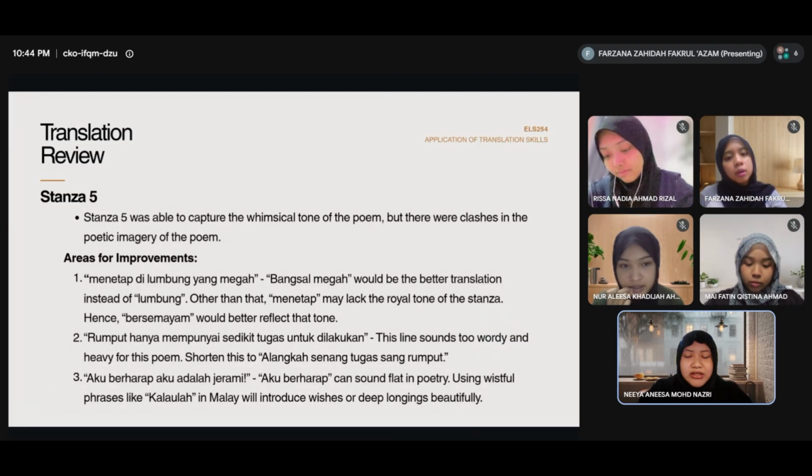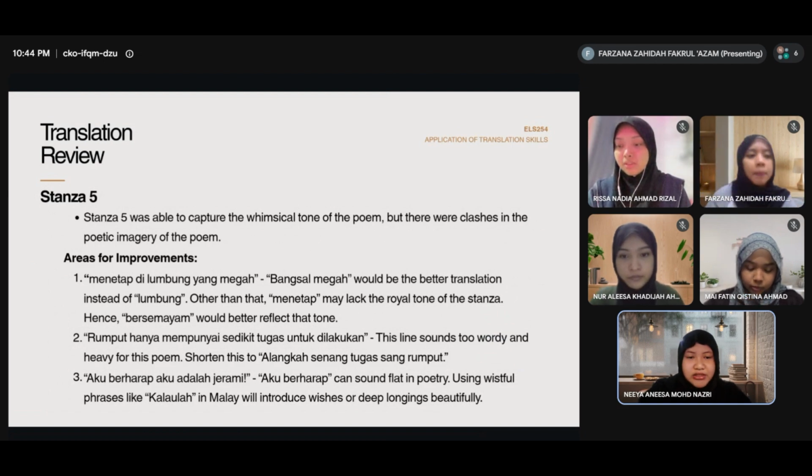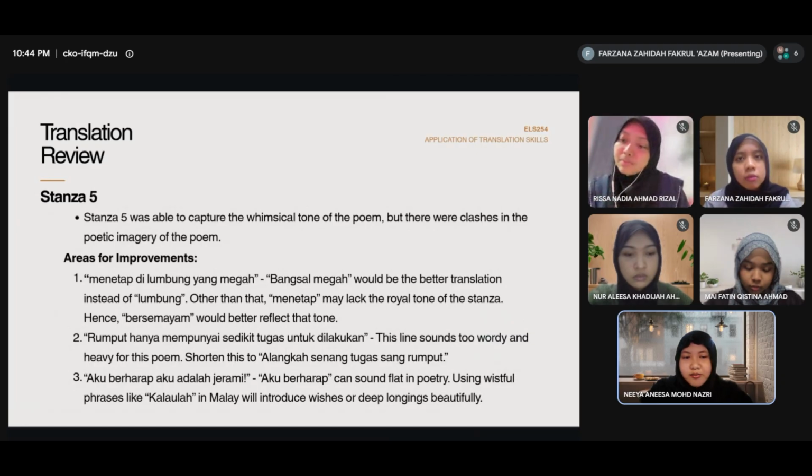So the first example is menetap di lumbung yang megah. The word lumbung usually refers to a granary and does not fully convey the grandeur intended in the original poem. So a phrase such as bangsal megah would be more appropriate. In addition, replacing menetap with bersemayam would introduce a stronger sense of royalty and elegance since we're talking about bangsal megah. And the second example is rumput hanya mempunyai sedikit tugas untuk dilakukan.